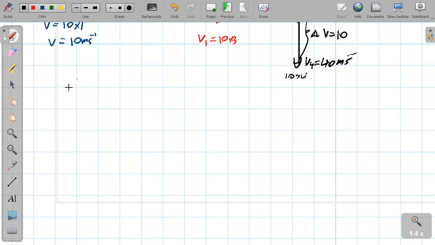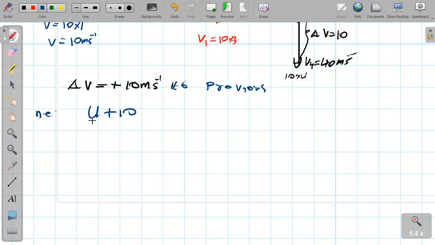For every second, what happens to the velocity? Delta V is going to be adding what? 10 ms minus 1 to what? To the previous. It increases more than the previous value. That means if it was u plus 10, in the next second it keeps adding. Keep this in mind, every second it has been added more than before.